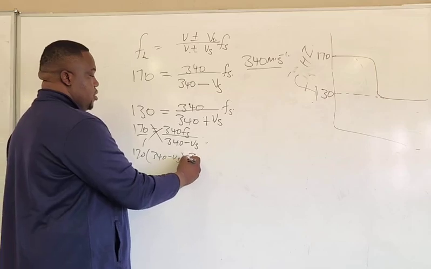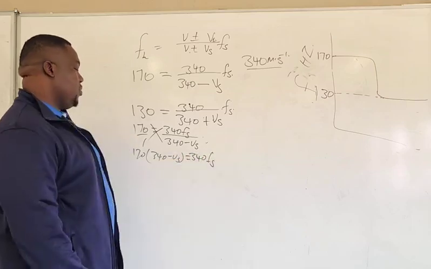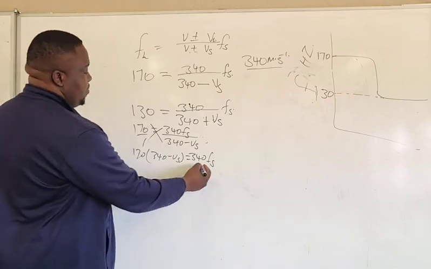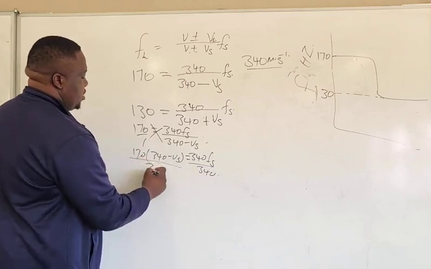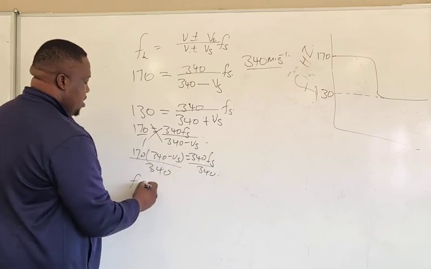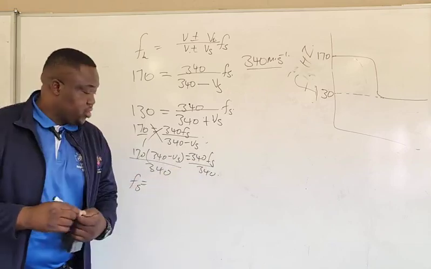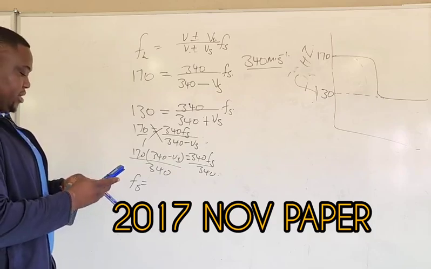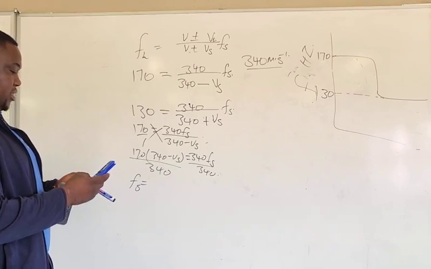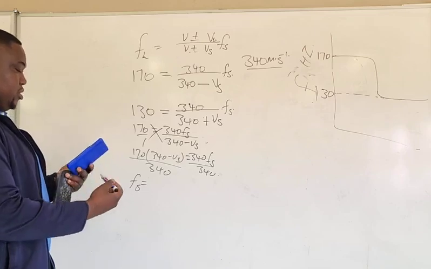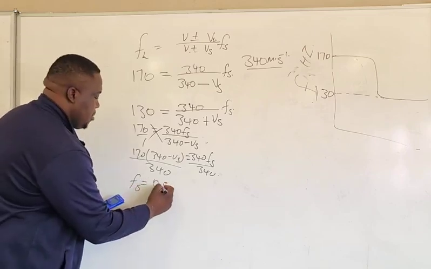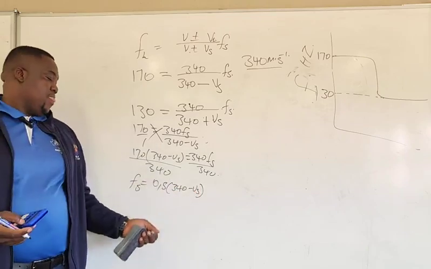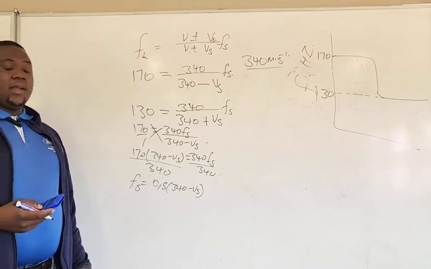Here we have 170 multiplied by (340 minus Vs), which equals 340 Fs. Then we divide by 340 so that we are left with Fs. Fs is equal to 170 divided by 340, which is 0.5, so we have 0.5 multiplied by (340 minus Vs). That means anywhere there is an Fs, we write 0.5 times (340 minus Vs).